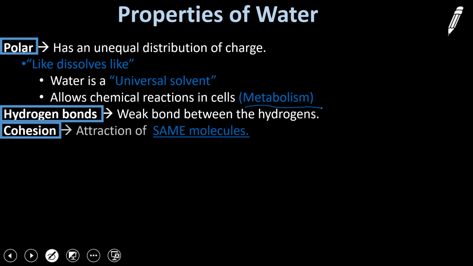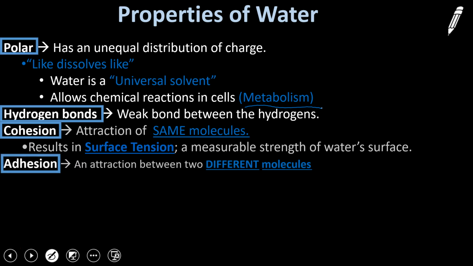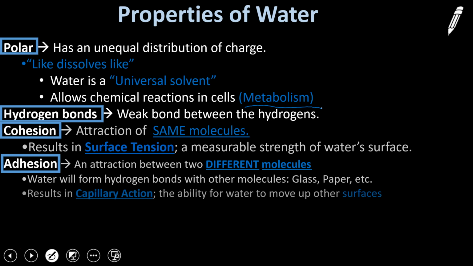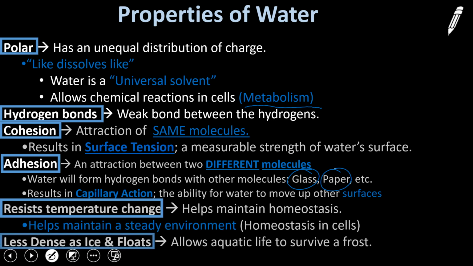That results in cohesion, attraction of the same molecules, which leads to surface tension, the measurable strength that water has on top. Adhesion is when water bonds to different molecules, and that results in capillary action, okay? So adhesion is when the water bonds with glass, paper, etc., anything like that. Next, water resists temperature change, which helps to maintain homeostasis, helps to maintain our normal temperatures. And lastly, ice is less dense. Water is less dense as ice, and that allows the aquatic life to survive through a frost.